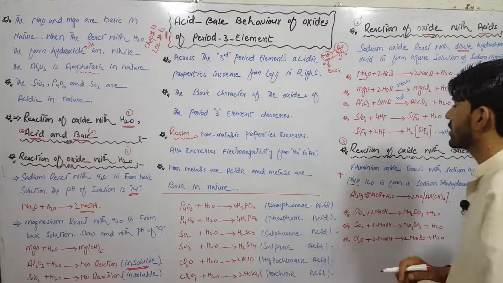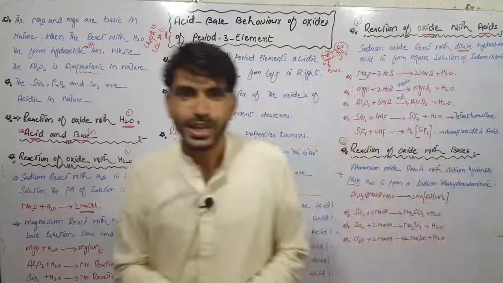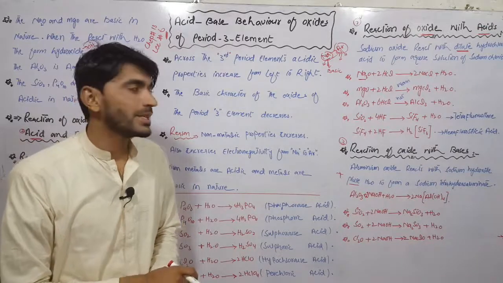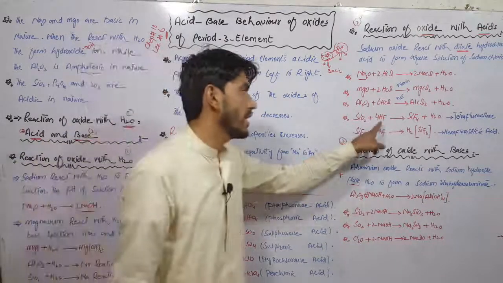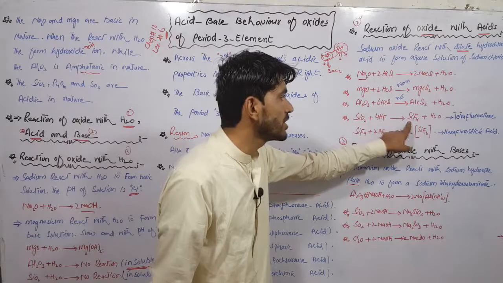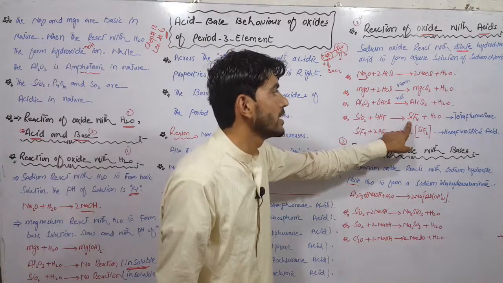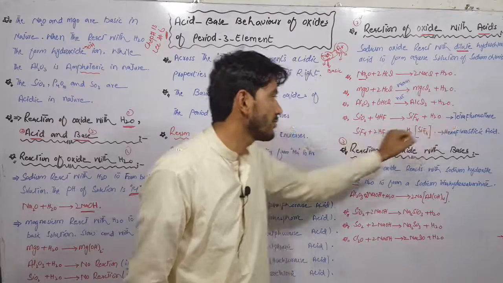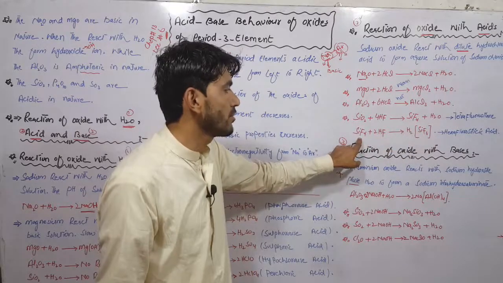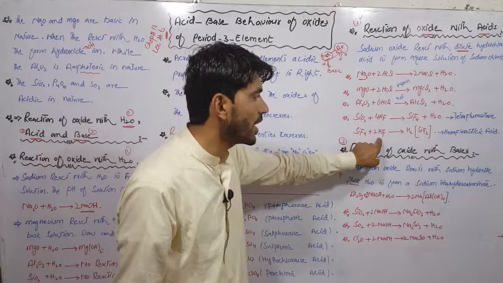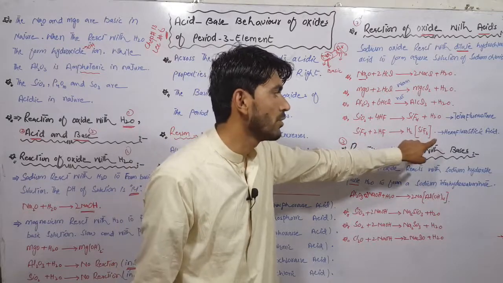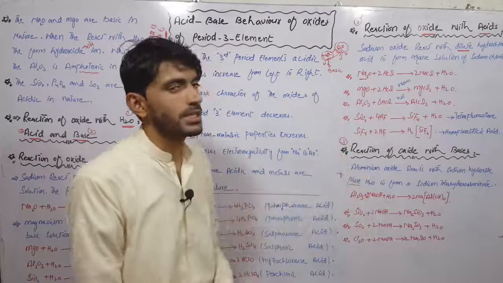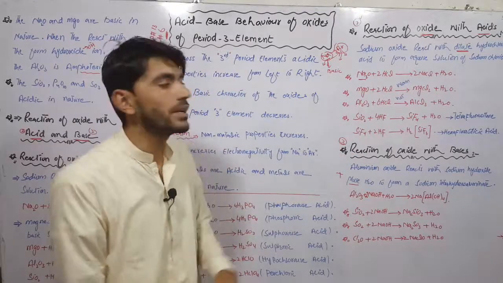Next, silicon dioxide cannot react with common acids, but it reacts with HF to produce tetrafluorosilane plus water. Tetrafluorosilane reacts with more HF to produce hexafluorosilicic acid. So this was the reaction of oxides with acid.